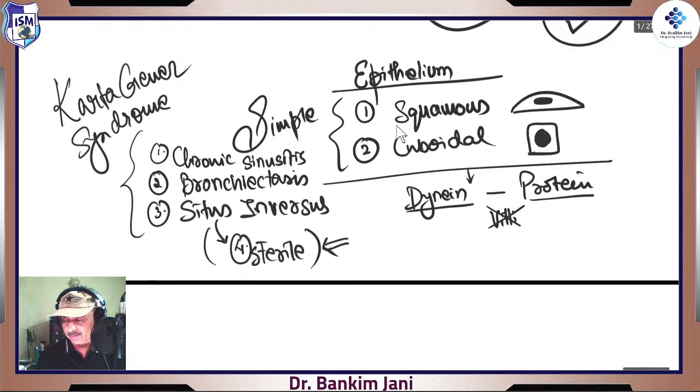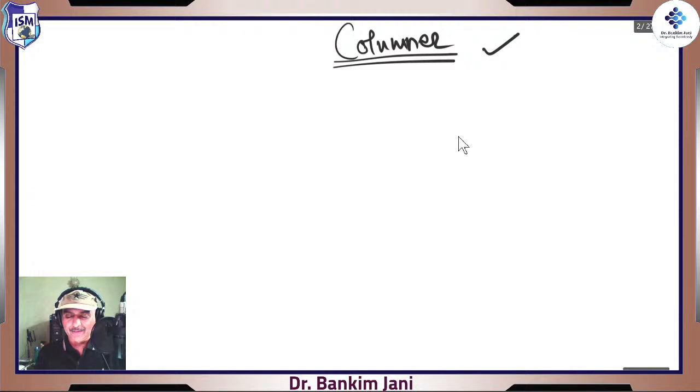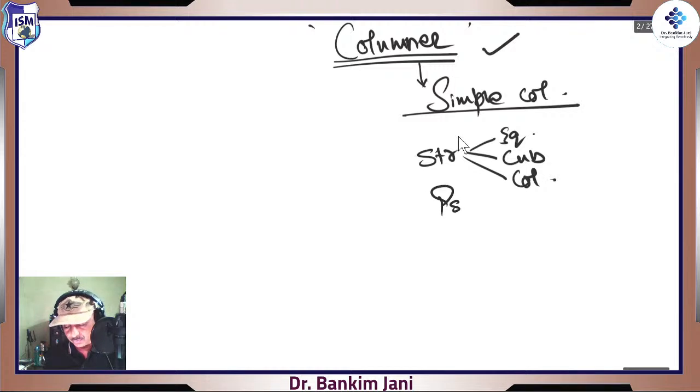Today we'll be covering a bit more ground, right? So let's start with cuboidal. No, columnar. That's right. Right? It is columnar. Because cuboidal, we cleared yesterday. That's fine. So here, we are dealing first with simple columnar. And today we'll be watching everything. Simple columnar, and then we'll be watching stratified squamous, stratified cuboidal, stratified columnar, pseudo, right? Pseudostratified, that also.